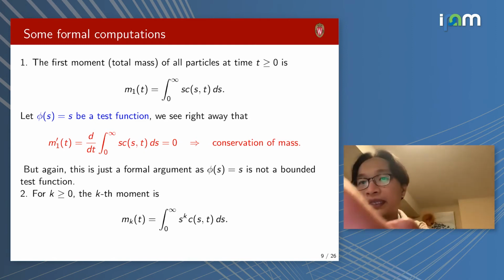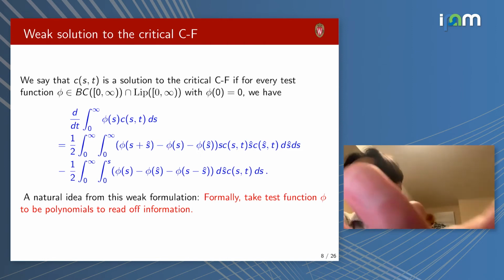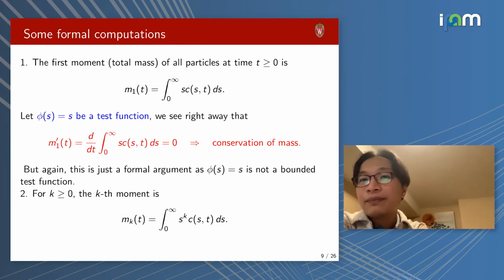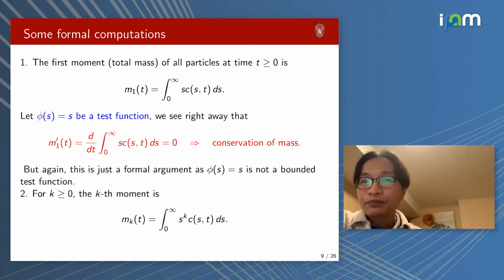And formally, if I take phi S to be S as the test function, if you look back here, the two terms involving phi on the right hand side equal 0. So that essentially gives me the fact that I have conservation of mass, right? So that's one of the key things that people care about. But of course, this is formal because I don't know whether it works or not, because again, the test function I took is not bounded. But anyway, it's a good start. It gives us some intuitions about things, right?